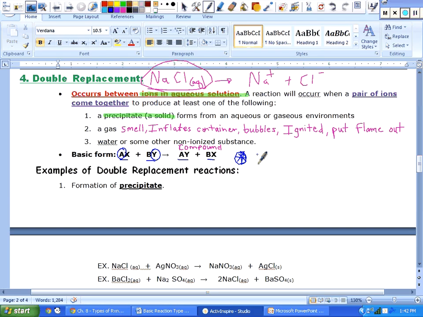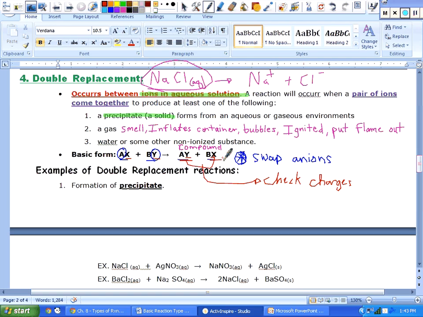Now, when you write the new compounds, are they new? Check the charges. For both of these, you're going to have to check your charges because they are new compounds. Be very careful here. X and Y. Y and X.